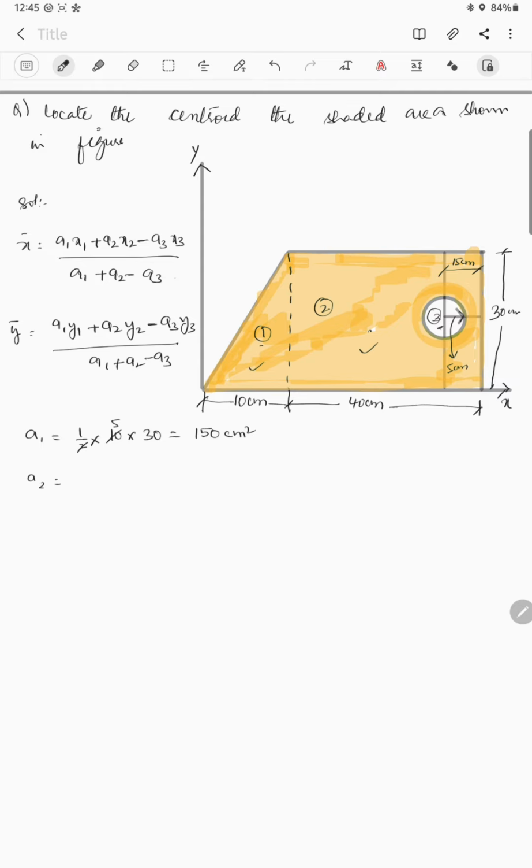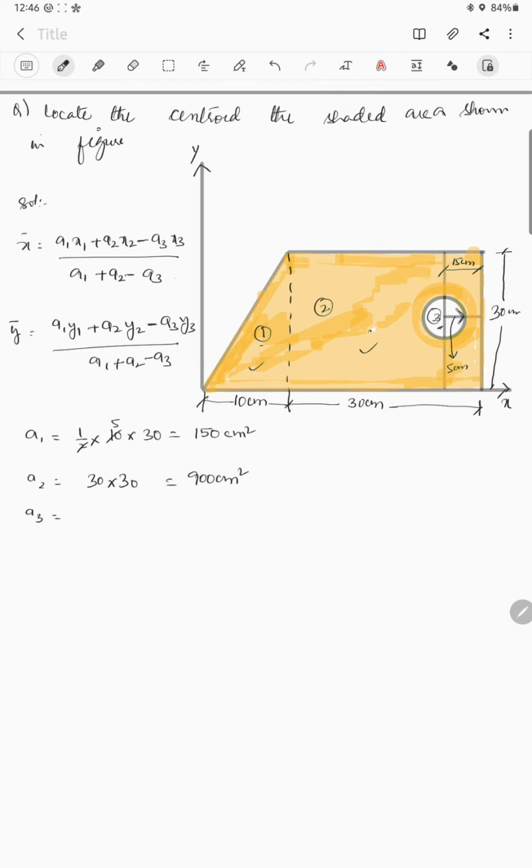Similarly, A2 is equal to, what is the value of the rectangle? See here, this is actually 30. So this is not a rectangle, this is a square now. So 30 into 30, which is equal to 900 centimeter square.